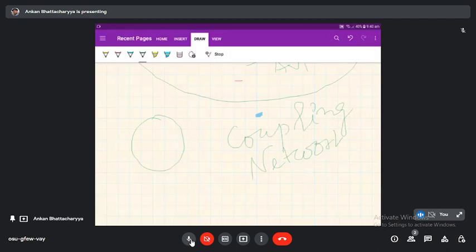Now, depending on the different elements used in the coupling method, coupled amplifiers can be classified into many classes, like the RC coupled amplifier, in which resistance and capacitance are used as the coupling elements. Again, if we use a transformer as a coupling element, it is said to be a transformer coupled amplifier. Now, what is an RC coupled transistor amplifier?